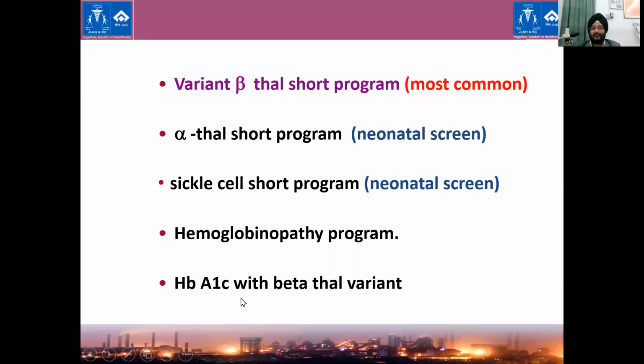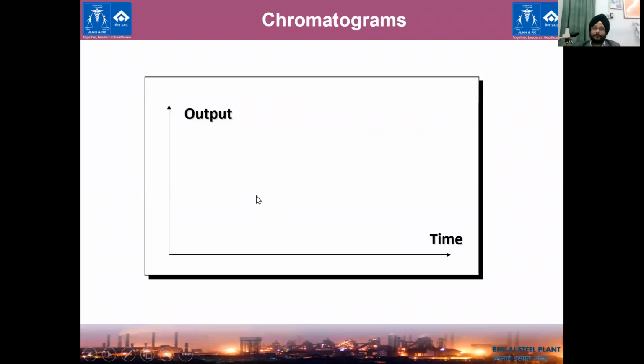And as a byproduct, we can get HbA1c from the Beta-thal short program. We can know the HbA1c. That is not very important in kids, but it may be important in adults.